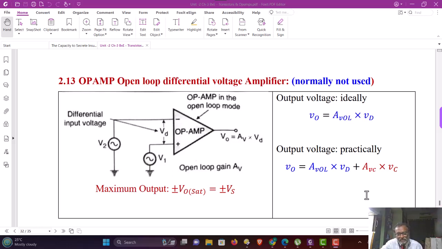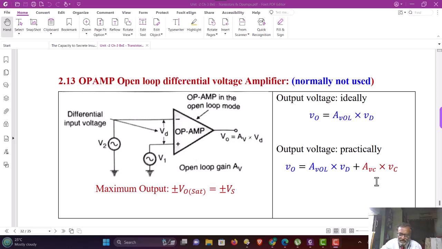Whereas in a practical operational amplifier, there exist two types of input voltage due to mismatch in the op-amp. One is the differential voltage that we know, that is the difference between the two input voltages. Whereas due to mismatch, a common mode signal is generated, and that also acts as an input and contributes to the output. And therefore, the output voltage of the practical op-amp is defined by the equation VO is equal to AVOL into VD plus AVC into VC. This AVC is the common mode voltage gain.